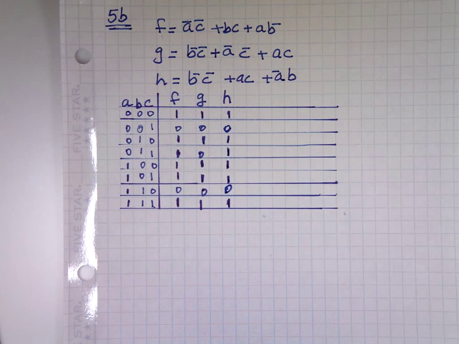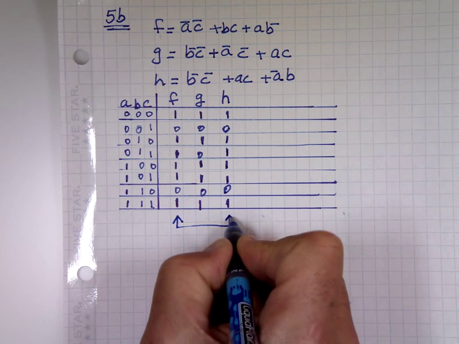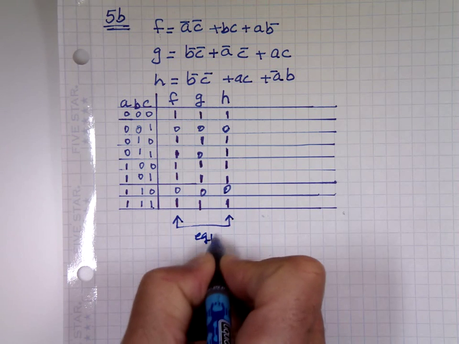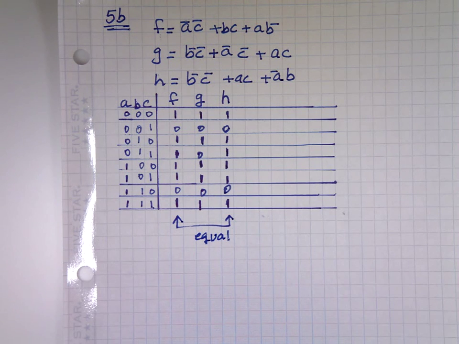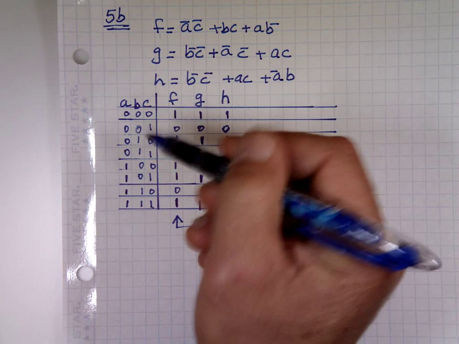What do you notice? Are these guys equal? F and H are equal. F equals H. That's a little bit faster and quicker. Instead of doing each piece, do one gate for this, one gate for this, one gate and order them. I do them that way. Cleaner and faster.